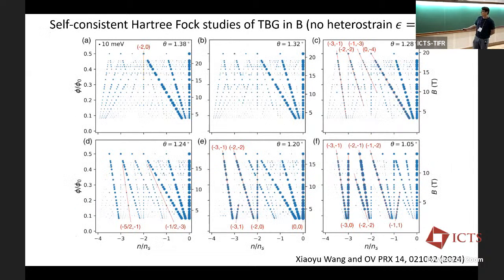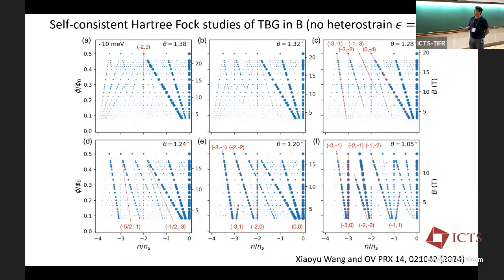What we did with Xiaoyu, and when I say we, that means Xiaoyu, is a self-consistent Hartree-Fock calculation for twisted bilayer graphene, at first with no heterostrain, by changing the twist angle. So this plot over here has a large twist angle, 1.38, this is 1.32, down to the magic angle, in the Bistritzer-MacDonald model. So the Bistritzer-MacDonald model is particle hole symmetric, and therefore in these plots, I am only showing the hole side. Now, each one of these dots here corresponds to a Hartree-Fock calculation.